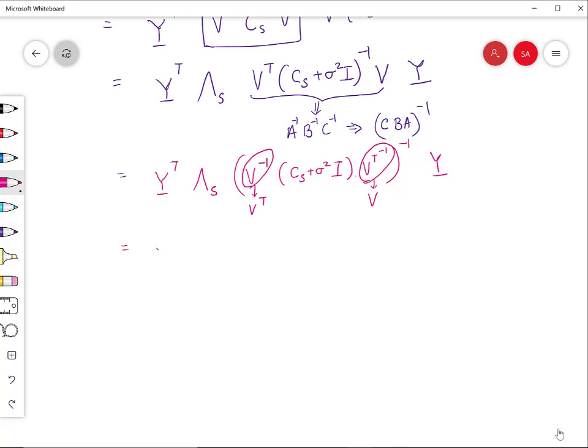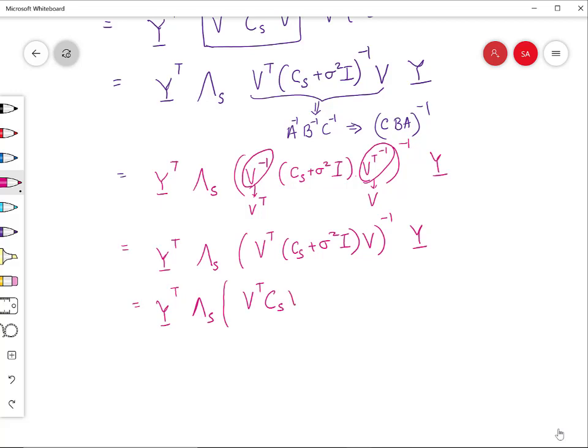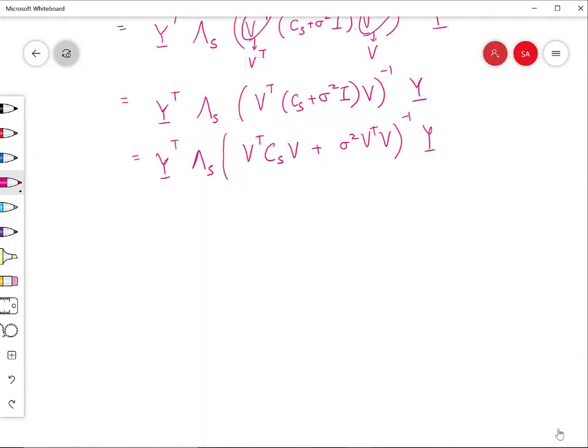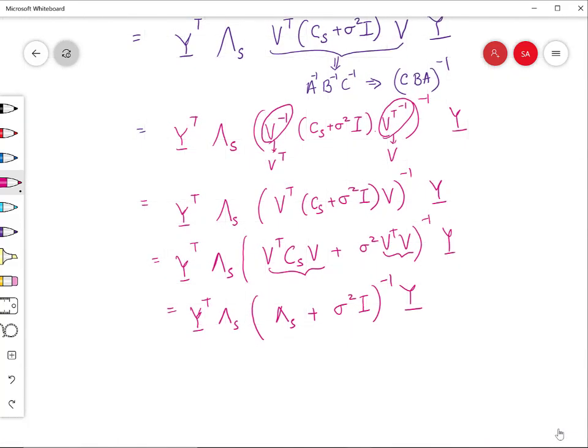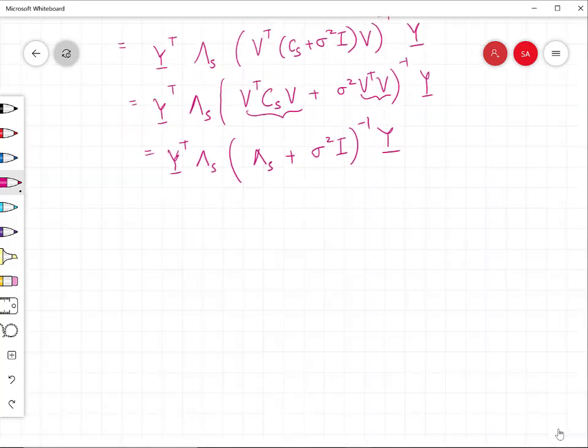So this part I can write as Y transpose lambda s times V transpose CS plus sigma square I times V inverse Y. Now let me take this inside, so it will become V transpose CSV plus sigma square times V transpose V whole inverse Y. And we know that V transpose CSV is again lambda s plus this is identity, so sigma square identity inverse Y. So this is what we get when we use the eigenvalue decomposition of the CS matrix.